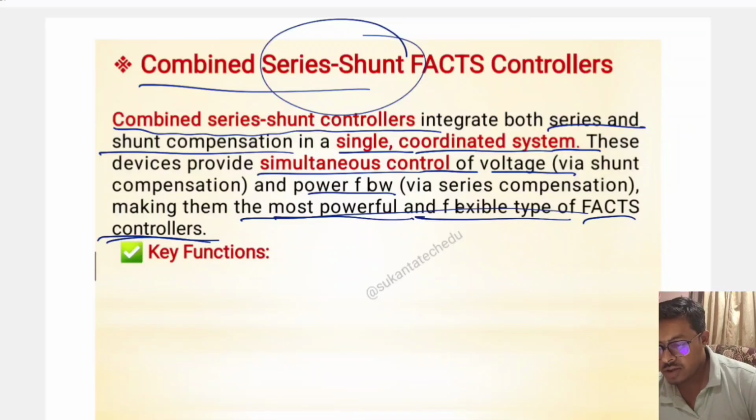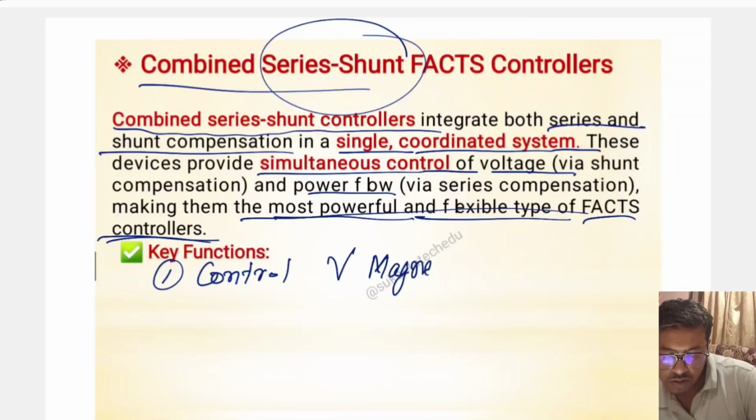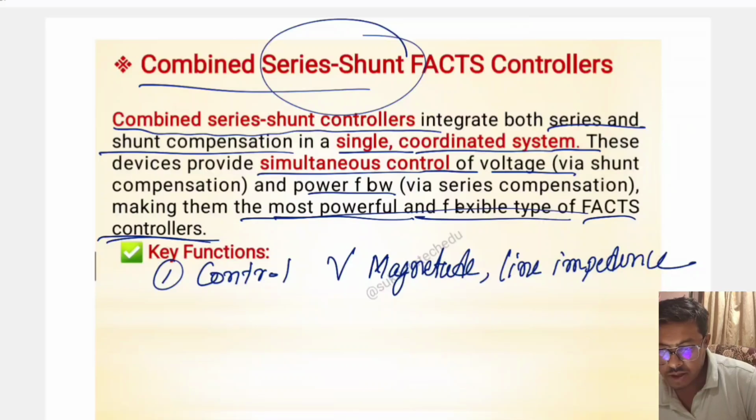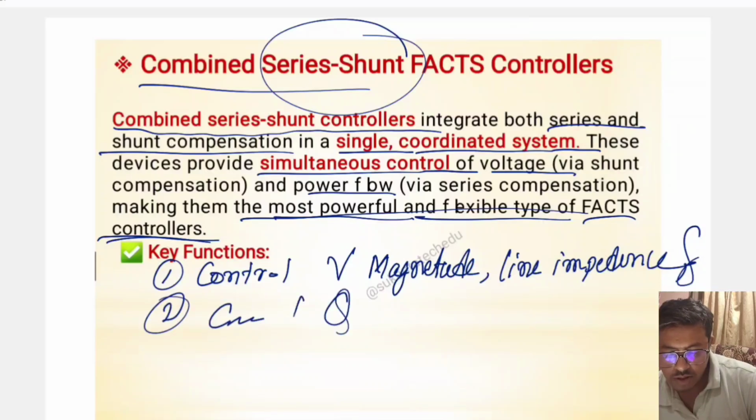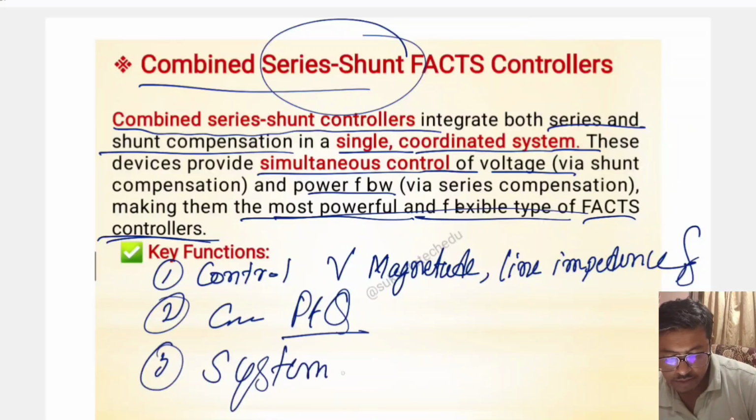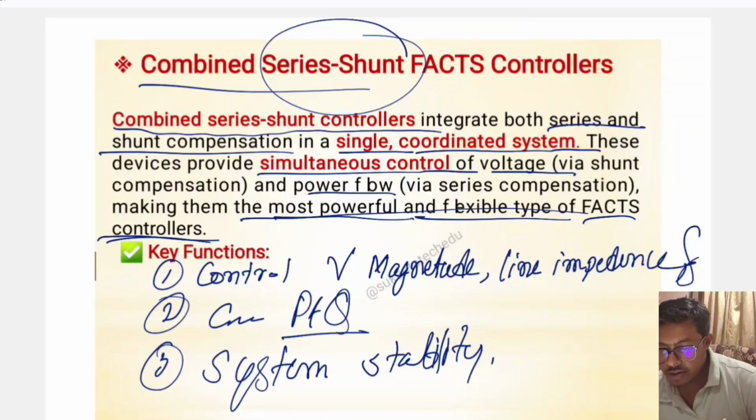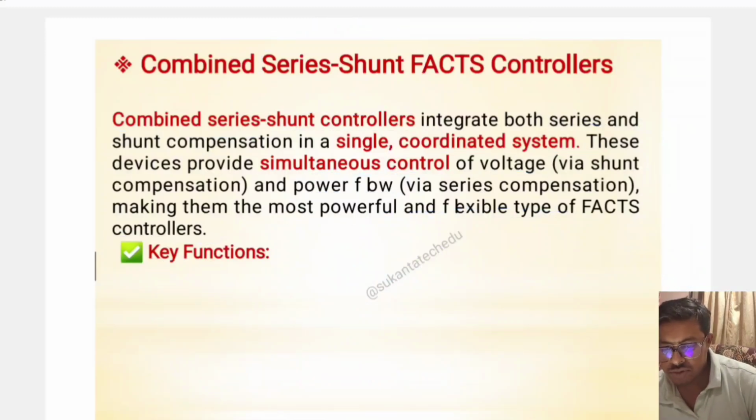The main key functions are voltage magnitude and line impedance control. It controls voltage magnitude, line impedance, and phase angle, delta. Then independent control of real and reactive power, then system stability. So these are some key functions of the series-shunt controllers.